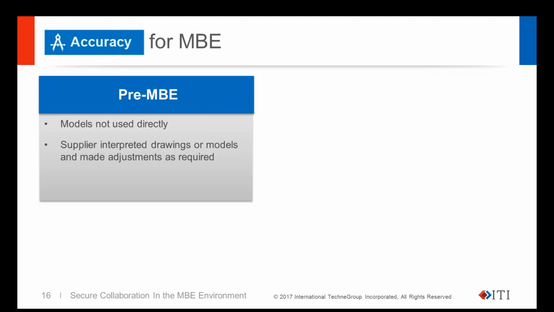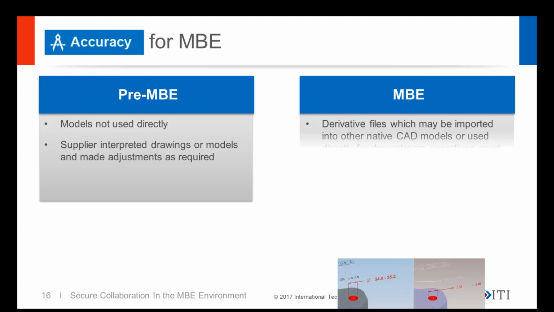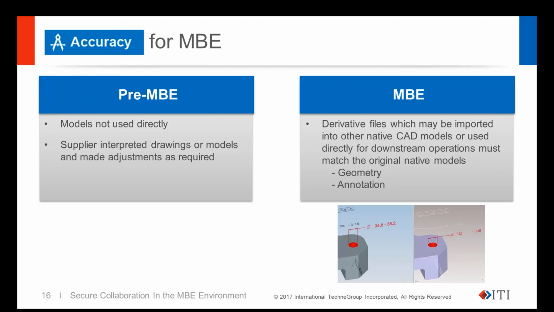So accuracy is another issue. Again, in the pre-MBE world, we're not using the model directly, so if it's not as accurate, perhaps that's okay. But in the MBE world, where we are using perhaps derivative files, it's very important that both the geometry and the annotation, if we're trying to use the PMI content, match as well. So if you're, for instance, going to use a downstream application for inspection, you wouldn't want the annotation to be different in the model that you receive to work on than before.